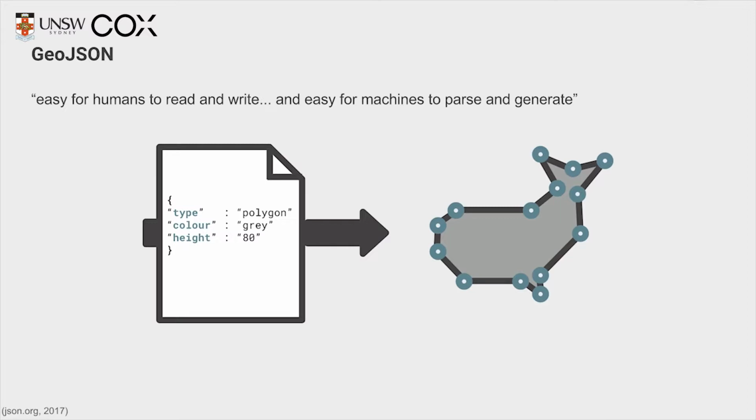It's similar to JSON, but the difference is that it's in reference to the Earth's surface, so everything is geolocated, so it uses longitude and latitude. So what you can do is define a geometry by its coordinates, and then associate the correct keys and values to it. So we can say that the type of shape is a polygon, we can say that the color is gray, and that the height is 80. But those don't really mean anything until it's interpreted by a software. So this is why it's used in WebGIS platforms such as Google Maps or OpenStreetMap, because it's so easy for humans to read and easy for machines to parse and generate.